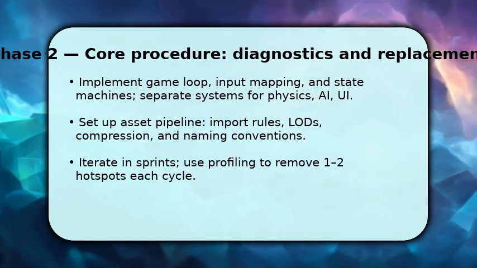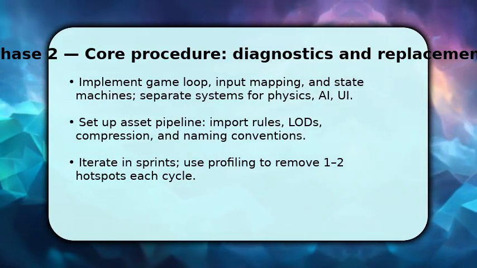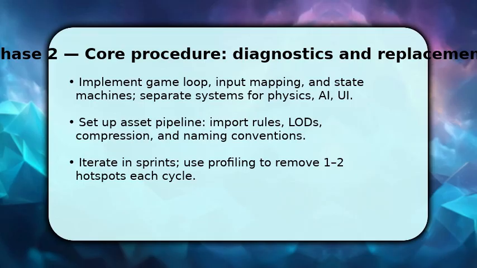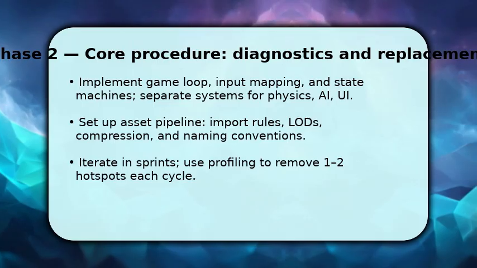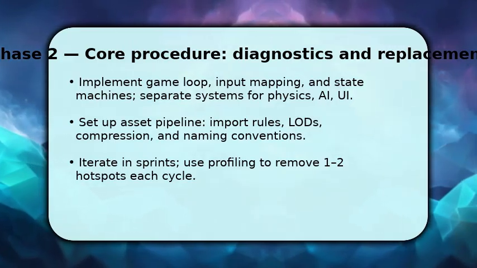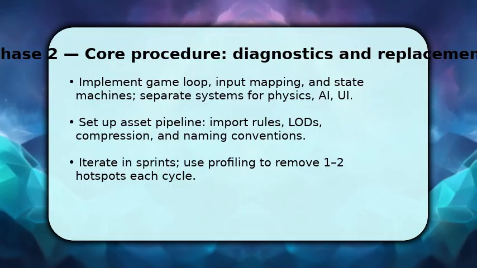Iterate in short sprints, adding one feature at a time and refactoring after each pass. Make sure to profile regularly. Identify and fix the top 1 or 2 performance hotspots per sprint. This keeps the build stable and prevents technical debt from exploding.